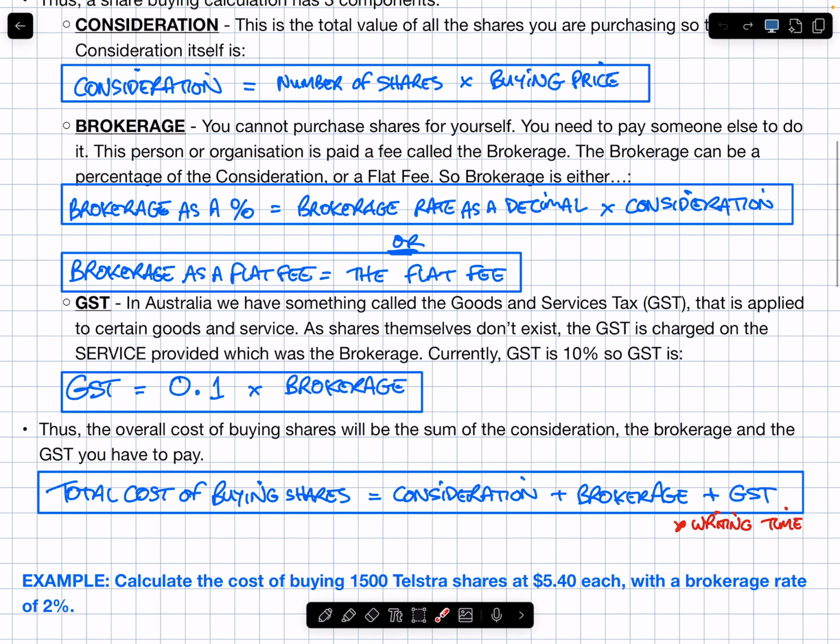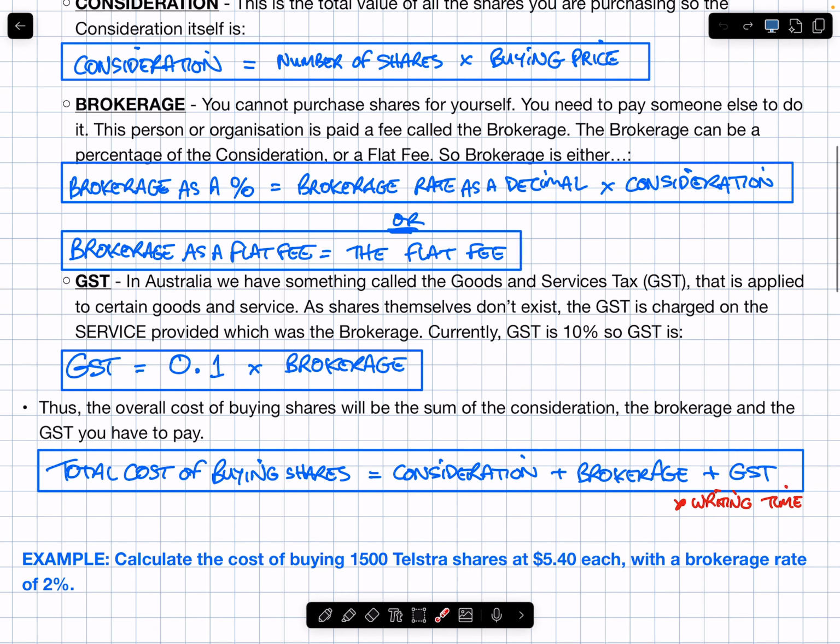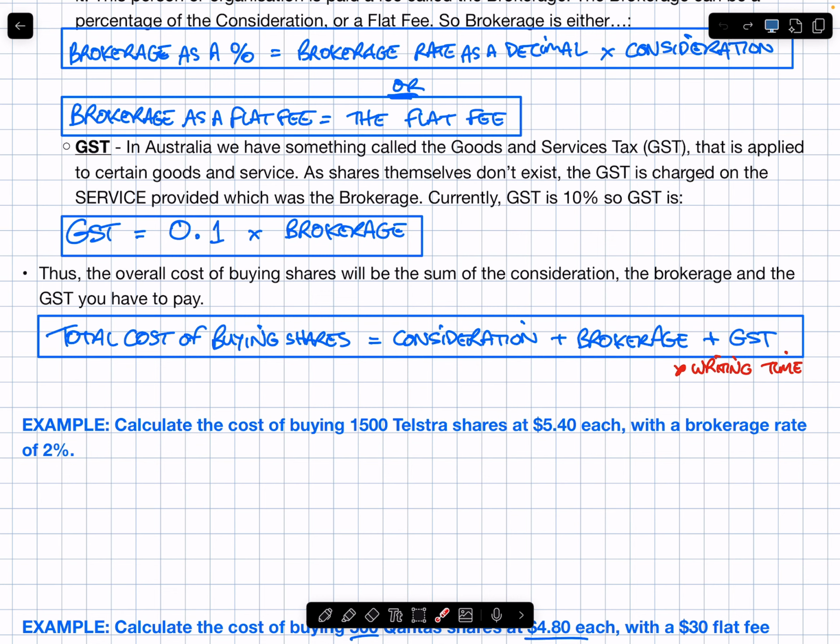And so the last thing you need to get before we do examples is, the overall cost of buying a bunch of shares is going to be the sum of the consideration, the brokerage, and the GST. So if I wanted to find the total cost of buying shares, it's consideration plus brokerage plus GST. There's your writing time. If you game, have a go at this example with what you've got so far. I'll give you a minute or so.